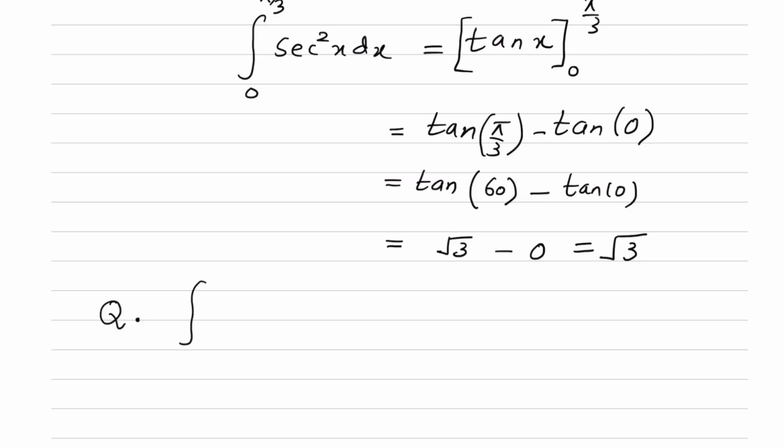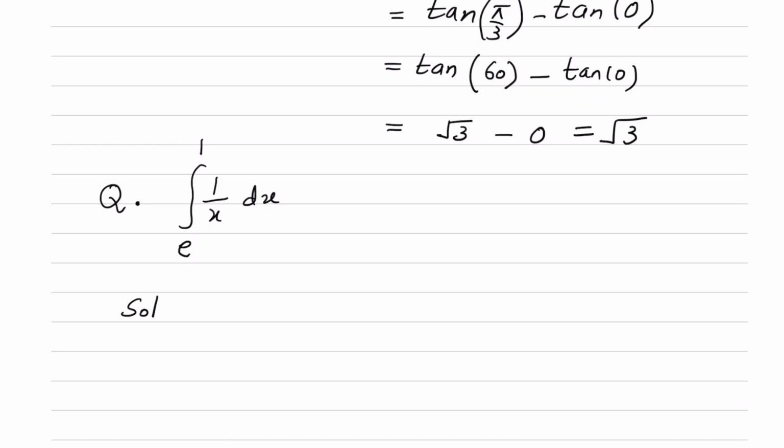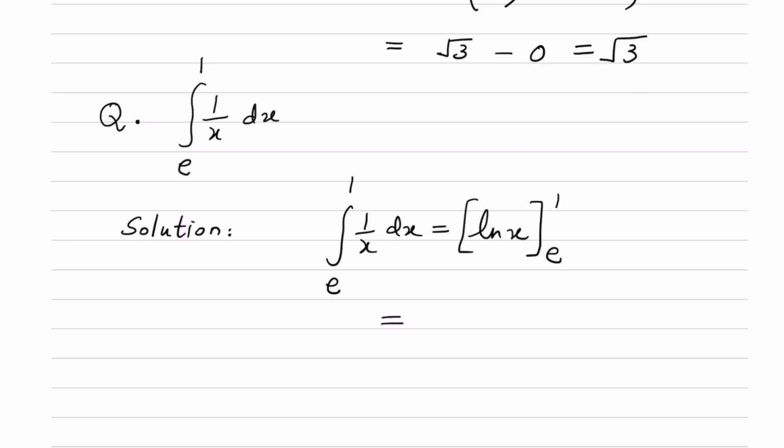Let's solve another integral 1 over x dx from e to 1. That is, the variable x is running from e to 1. e is called the lower limit of the integral and 1 is called the upper limit of the integral. First, we will solve this integral without the limits. 1 over x dx is ln x. And now we will apply the limits from e to 1. First plug in the upper limit, ln 1, minus now the lower limit in the place of x, ln e. ln 1, you will see that it is 0 and ln e is 1. So your final answer is minus 1.